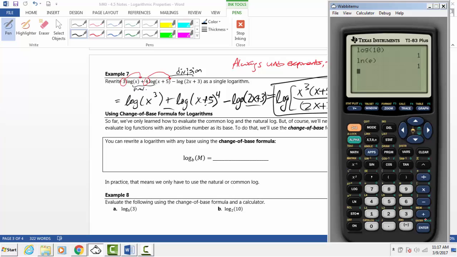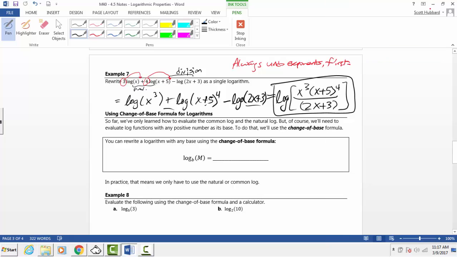Okay, but there's other logs out there. There's log base 5, log base 2, log base 7, log base whatever. So how do we get those? Well, there are no buttons on our calculator for that. There's only 2 buttons for logs, common log and natural log. So how the heck are we going to get them? The way you do it is actually pretty clever. It's called the change of base formula.